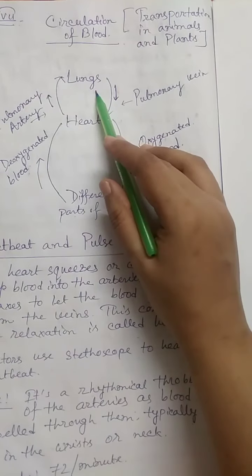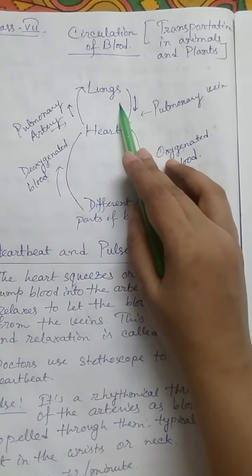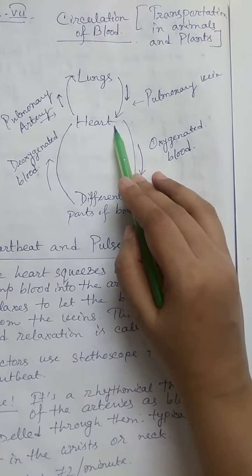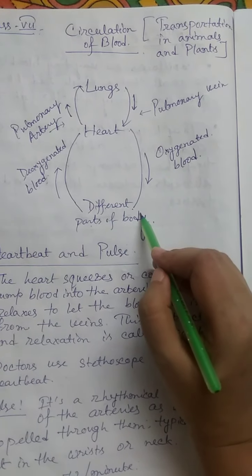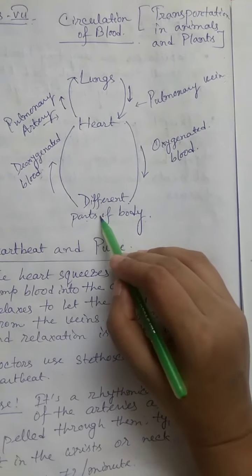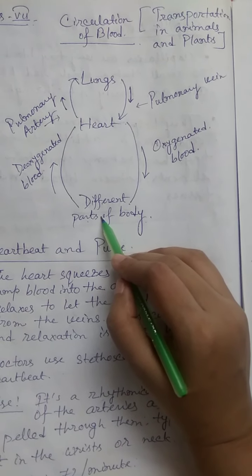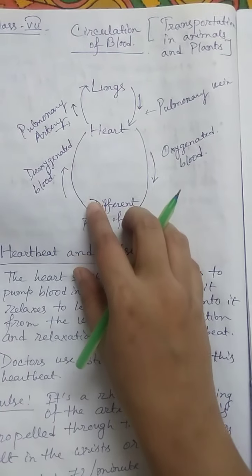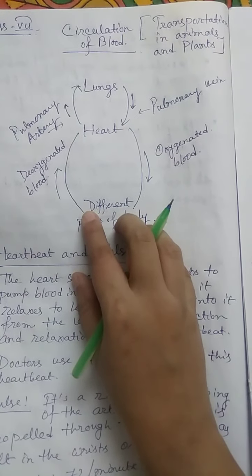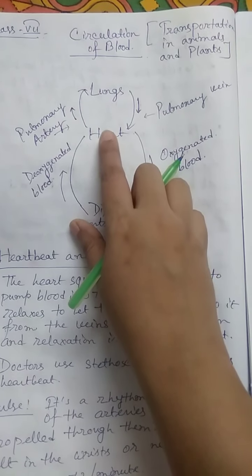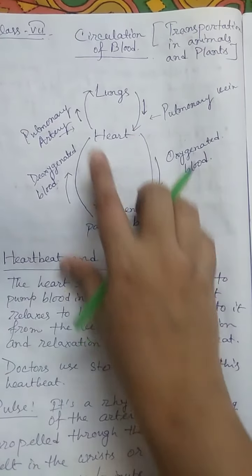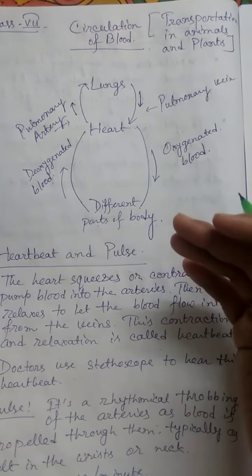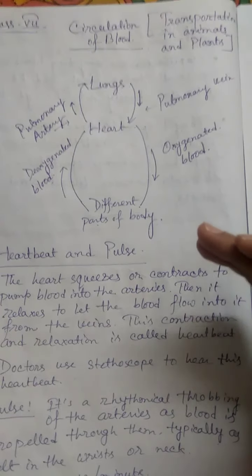Now from lungs, the oxygenated blood first comes into the heart by the pulmonary vein. Then the heart passes this oxygenated blood to the different parts of the body through the aorta. Now from the different parts of the body, the deoxygenated blood, or blood that is filled with carbon dioxide, returns back into the heart via superior and inferior vena cava. From the heart, the deoxygenated blood again goes to the lungs by the pulmonary artery. So it is the rough diagram of the circulation of blood through heart.